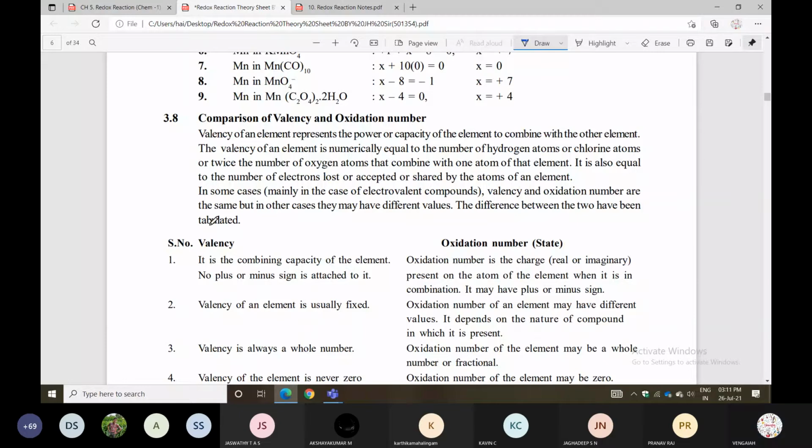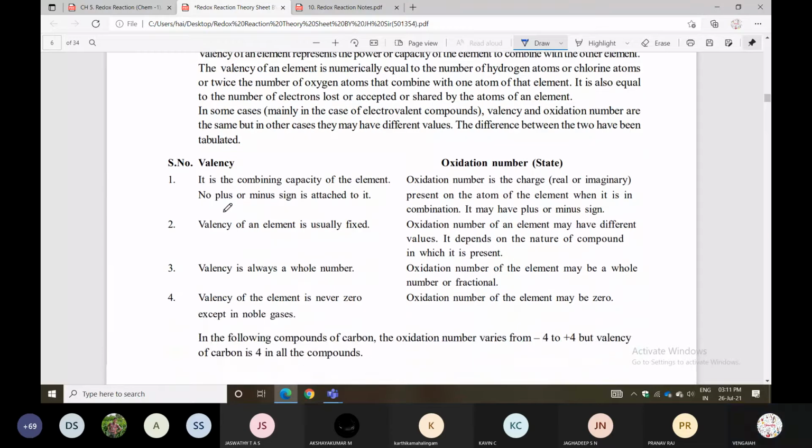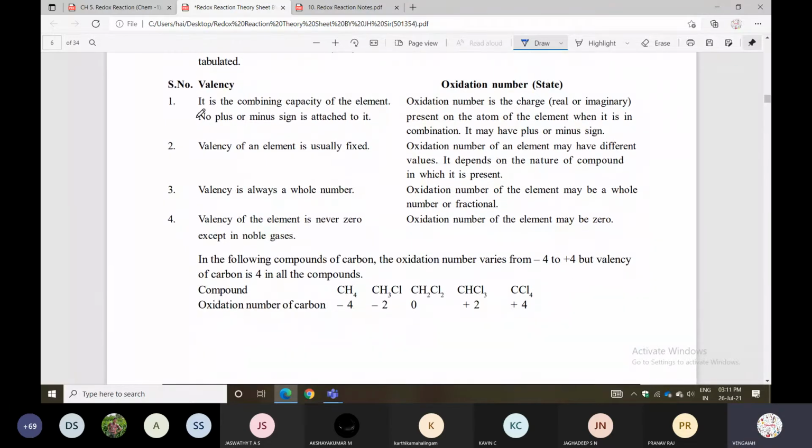But you can see that in some cases valency and oxidation number are the same, while in other cases they have different values. What is the difference between them? The given table shows it. First point to check.